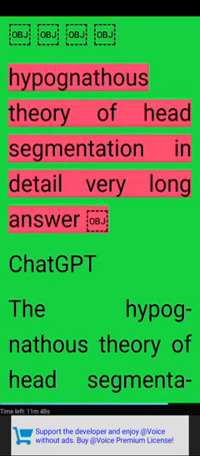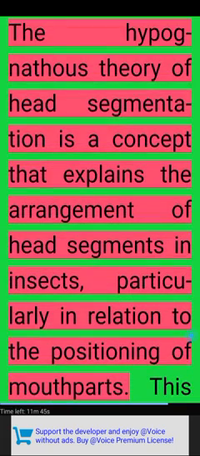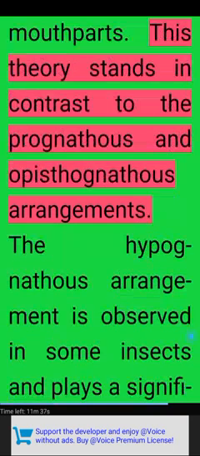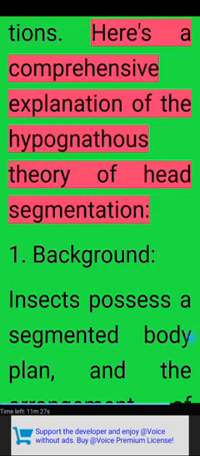Hypognathous theory of head segmentation in detail. Very long answer. ChatGPT. The hypognathous theory of head segmentation is a concept that explains the arrangement of head segments in insects, particularly in relation to the positioning of mouthparts. This theory stands in contrast to the prognathous and opistognathous arrangements. The hypognathous arrangement is observed in some insects and plays a significant role in understanding their evolutionary adaptations. Here's a comprehensive explanation of the hypognathous theory of head segmentation.